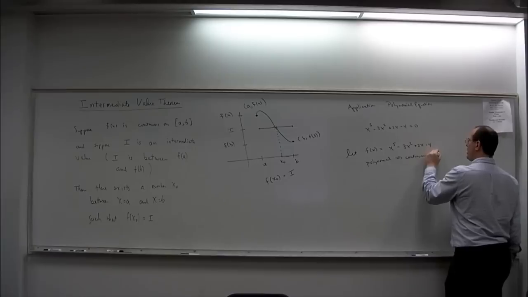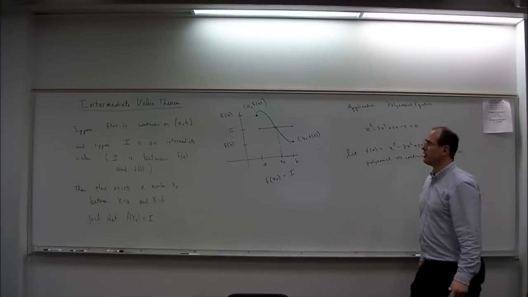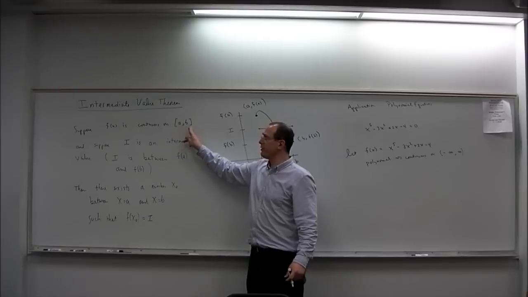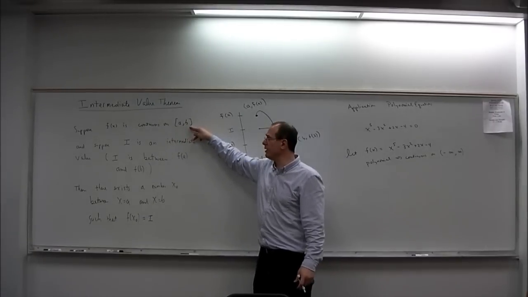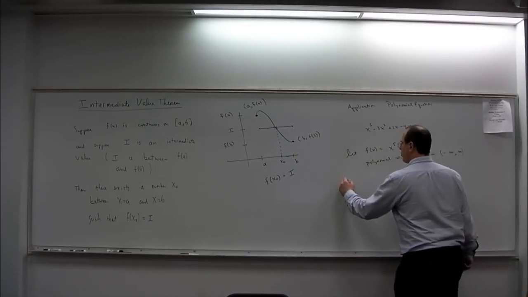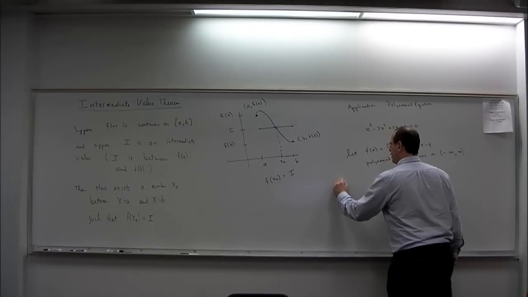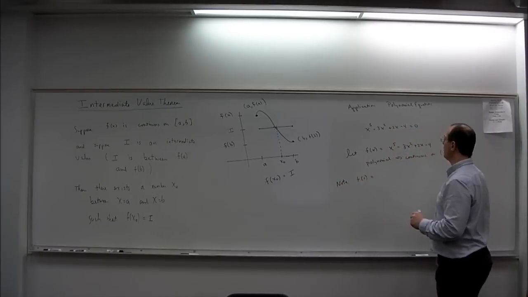It's continuous on the interval minus infinity to infinity. So it's going to be continuous on any interval from a to b. So I can apply the intermediate value theorem to a polynomial on any interval. Furthermore, let's note that f of 1, what is f of 1?